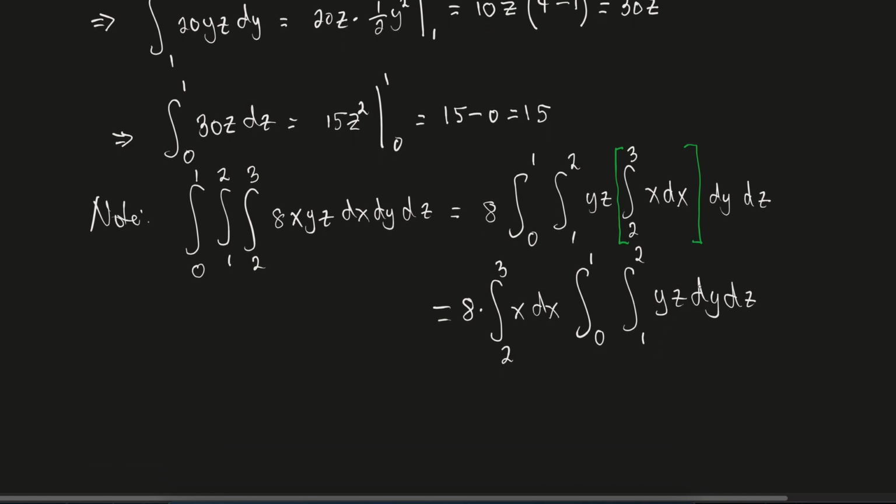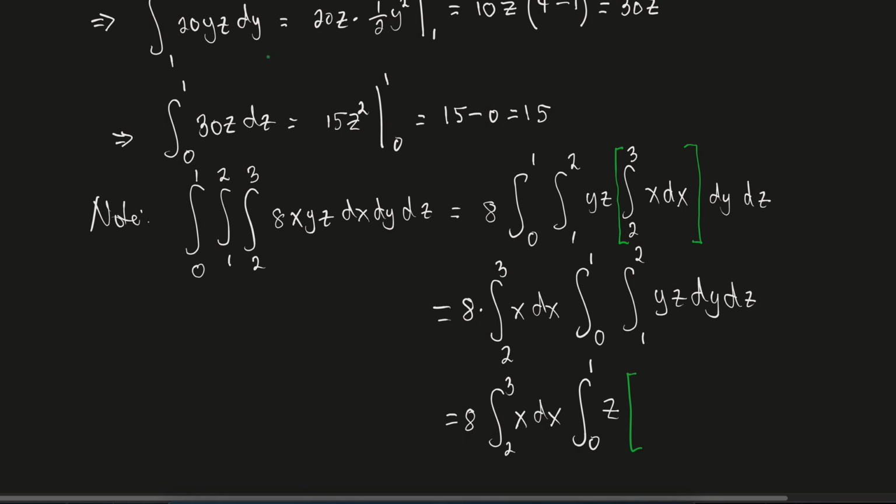The second integral that we would do, or right here, is with respect to y. So the z is a constant. So I can factor the z and put it in front of the integral from 1 to 2. So I'll have 8, and then 2 to 3 x dx, 0 to 1. Put the z in front there. And again, let me write something in green.